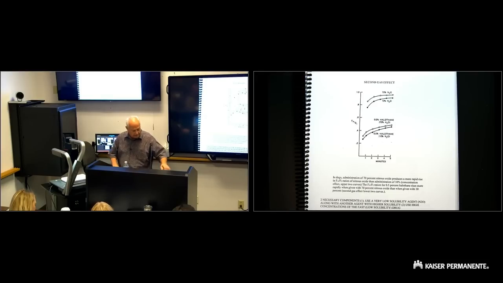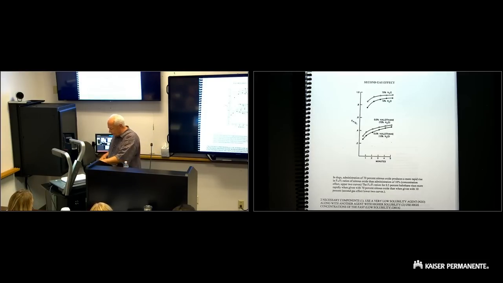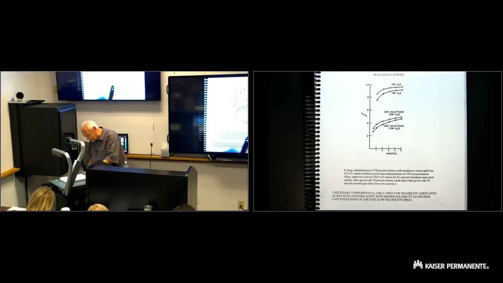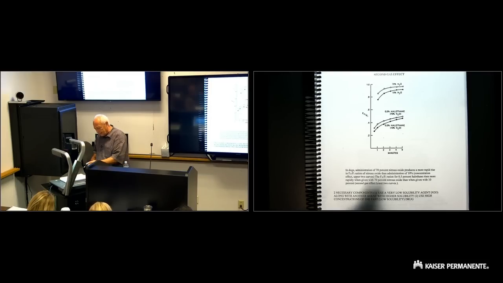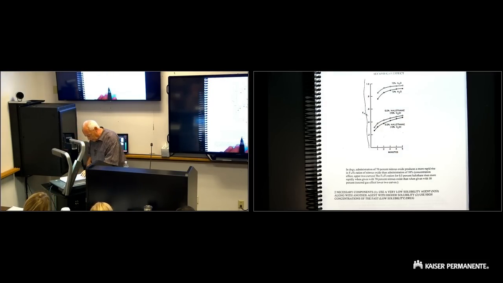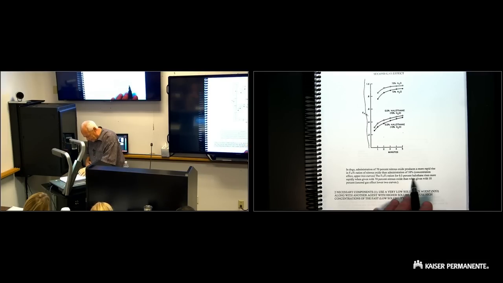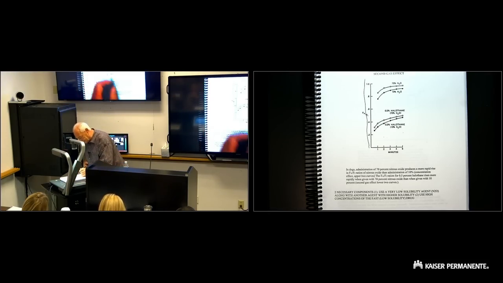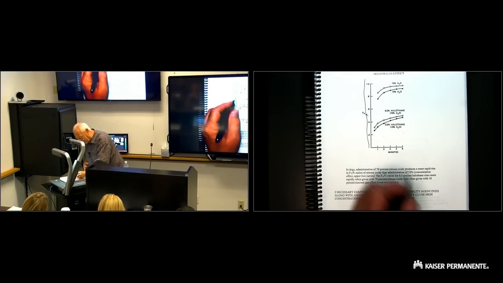This is looking at, well, let's read what that fellow says. In dogs, administration of 70% nitrous produces a more rapid rise in the FA over the FI, this is the rise in the alveolar concentration, than administration of 10% nitrous. The ratio for 0.5% halothane rises more rapidly when it's given with 70% nitrous than when it's given with 10. So in other words, this is how fast it's going in the lungs.